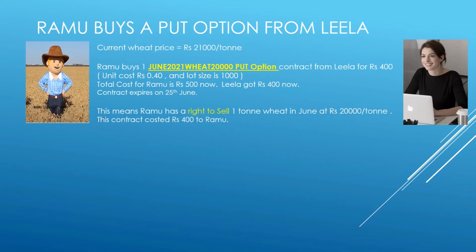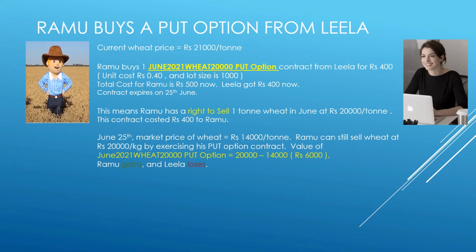This means Ramu has a right to sell 1 ton of wheat in June at rupees 20,000 per ton, irrespective of how low the market price of wheat is. This contract only cost rupees 400 to Ramu. Now what happens? Let's assume on June 25, the market price of wheat went as low as rupees 14,000 per ton. Ramu can still sell wheat at rupees 20,000 because he had selected this put option contract.